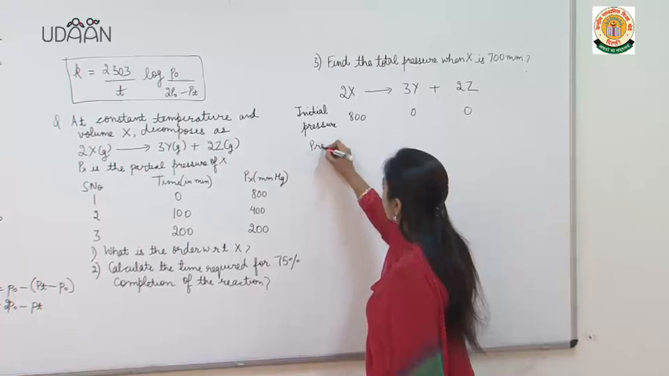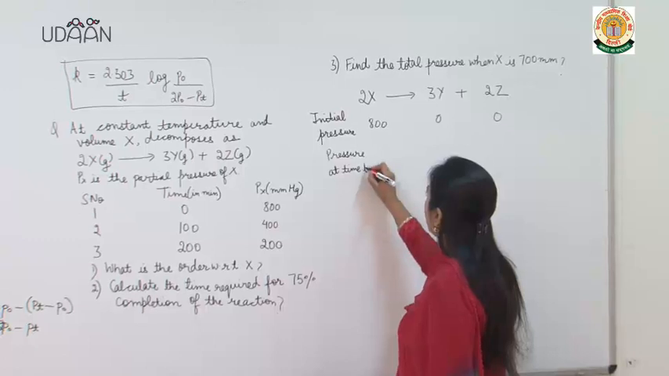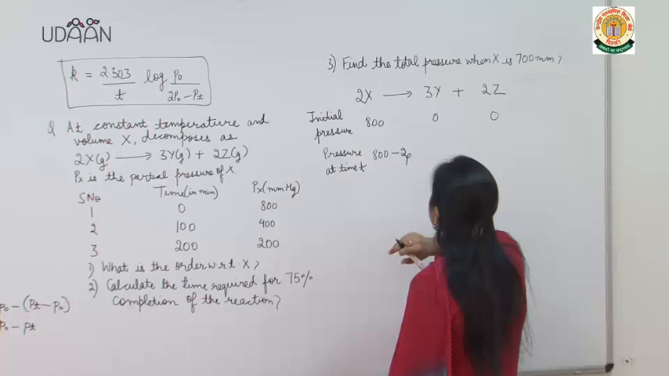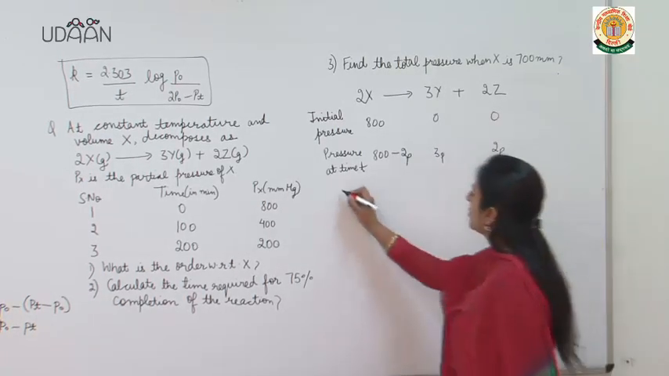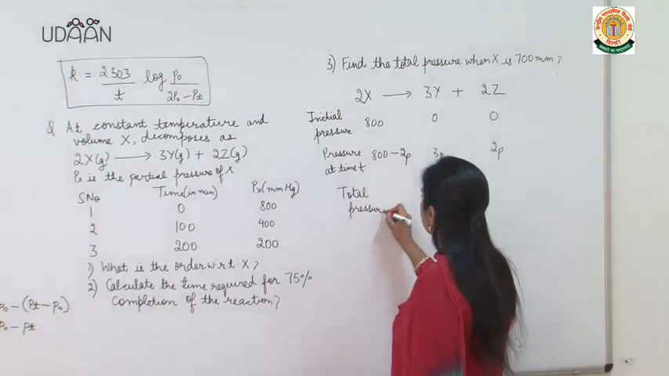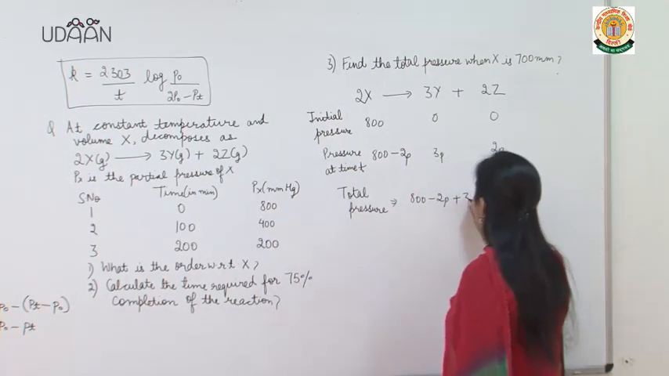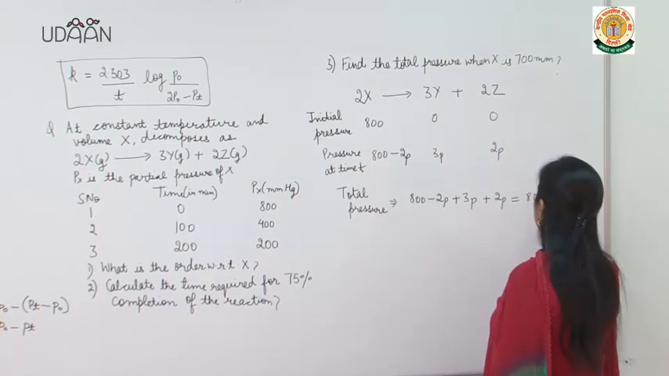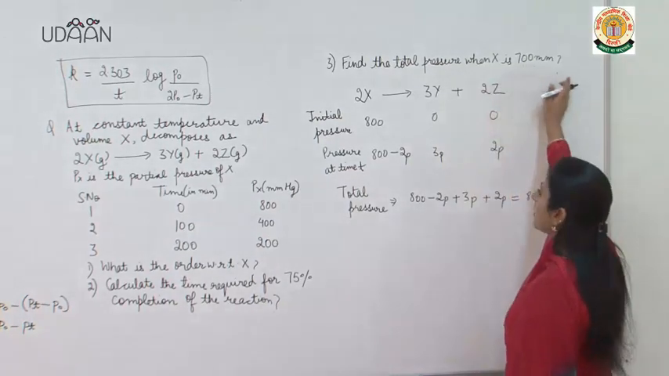Now pressure at time t, it would be 800 minus 2p, because यहाँ पे 2 मोल्स हैं, यहाँ पे 3 है तो 3p और यहाँ पे 2 है तो 2p. तो टोटल प्रेशर will come out to be how much? It will come out to be 800 minus 2p plus 3p plus 2p, which comes out to be 800 plus 3p. अब मुझे गिवन है कि मुझे टोटल प्रेशर निकालना है when the x is 700.